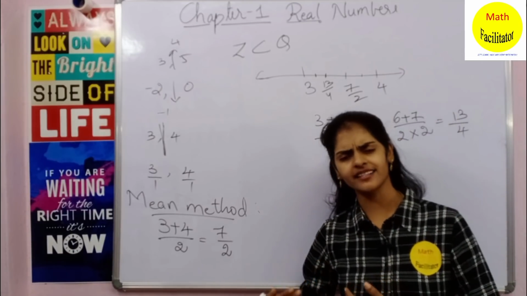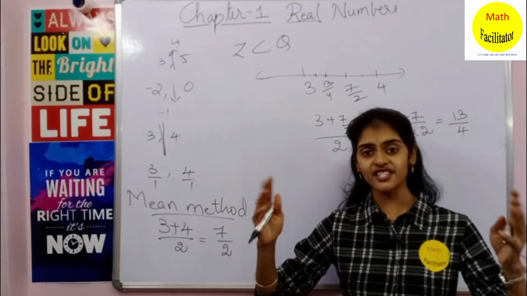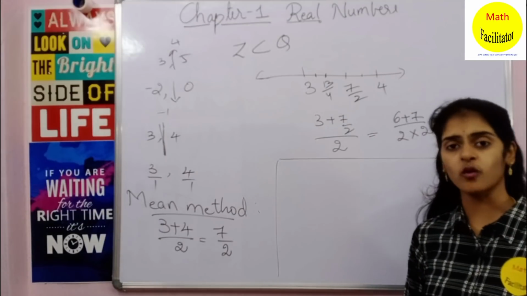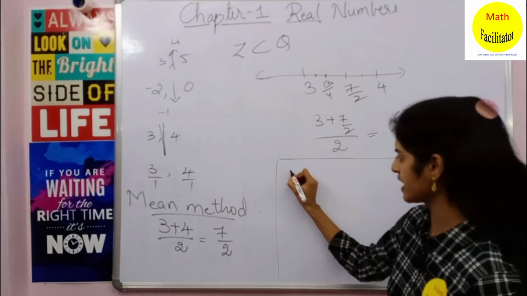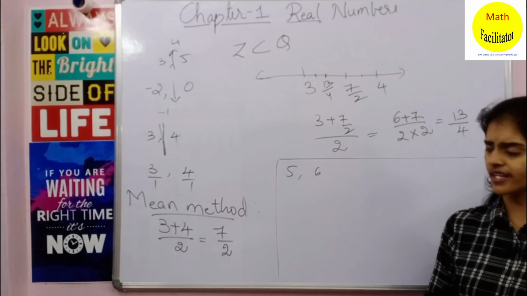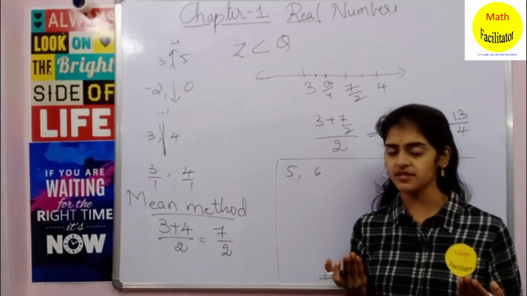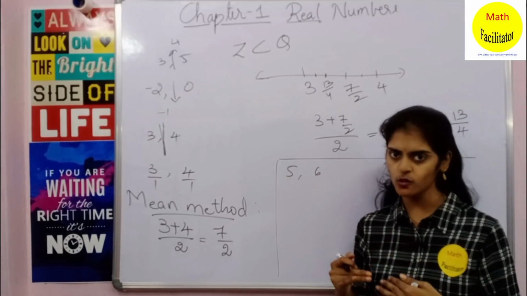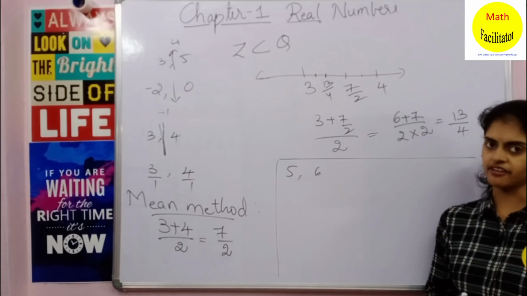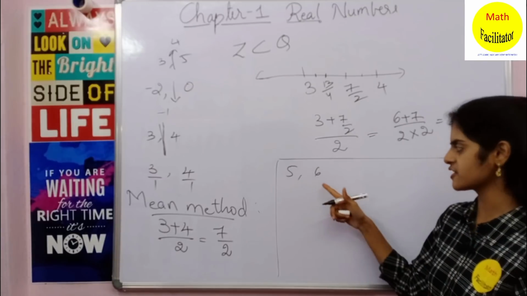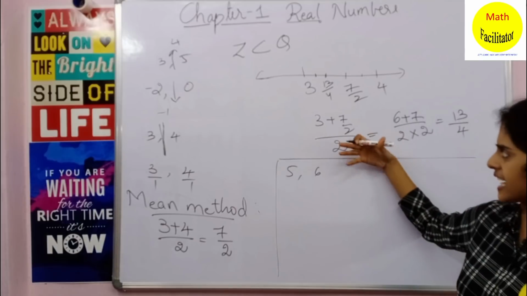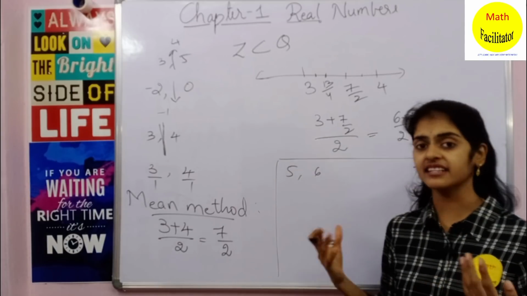Now let us see another method. How can we insert a large number of rational numbers between any two rational numbers? For example, if I want to insert 5 rational numbers between 5 and 6, how do I do it? Now 5 and 6 are rational numbers because they can be written in the form p/q: 5/1 and 6/1. Using the mean method, I would need many steps, and it is a lengthy process.